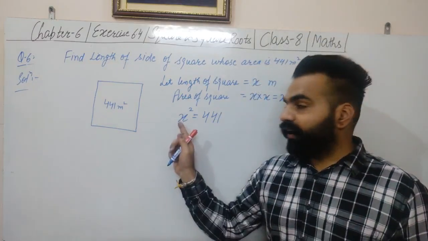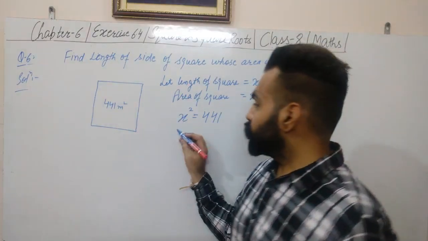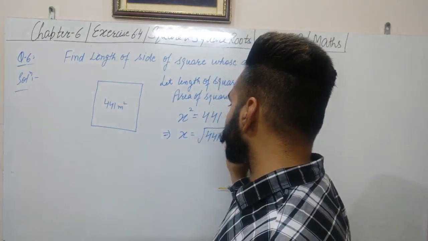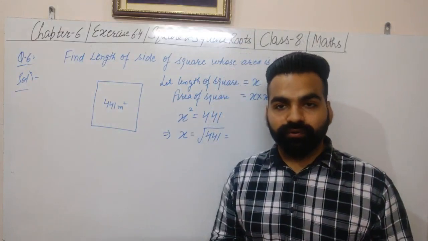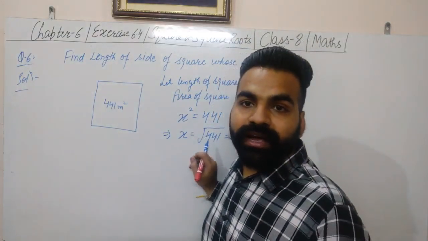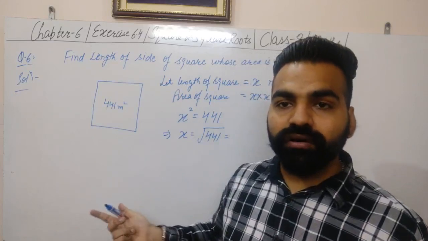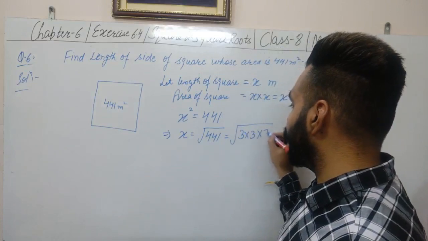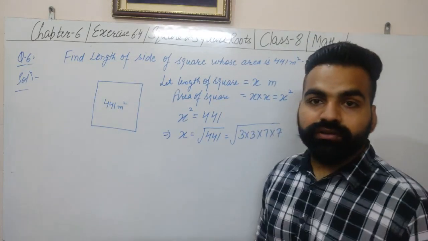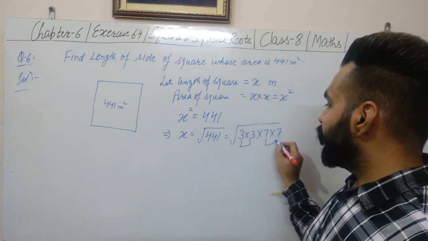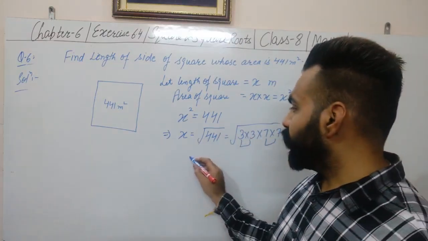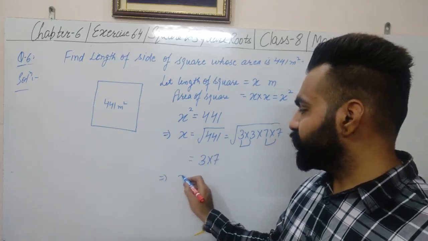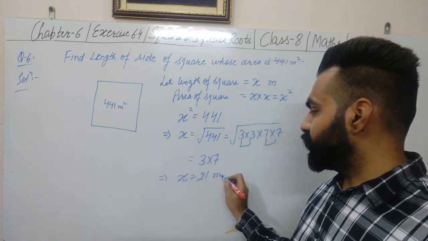Clear? Now we have to find this value of x. So x will be equal to the square root of 441. So we have to find the square root of 441. We can find the square root by any method, that is prime factorization or division method. So if we take prime factorization, then it will be 3 into 3 into 7 into 7. So what we have to do, we will make pairs and take one digit from the pair outside the root. So this will be equal to 3 into 7. So the value of x will be 21 meters.